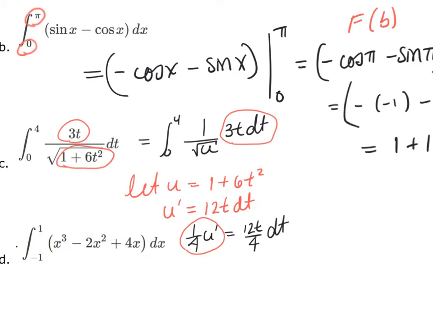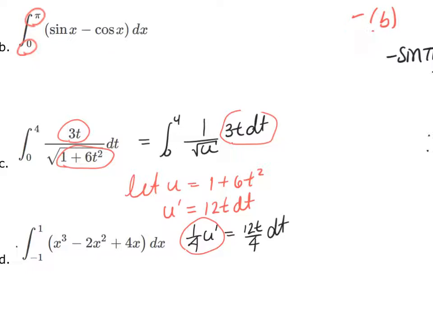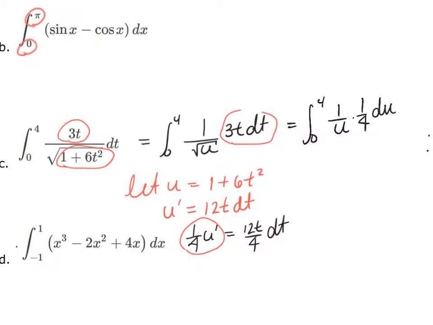Let me erase all of this stuff. So this is going to be equal to, let me do this in black, the integral from 0 to 4 of 1 over the square root of u, 1/4, and I'm going to write it as a du instead of u prime. Oh, I keep forgetting my square root.